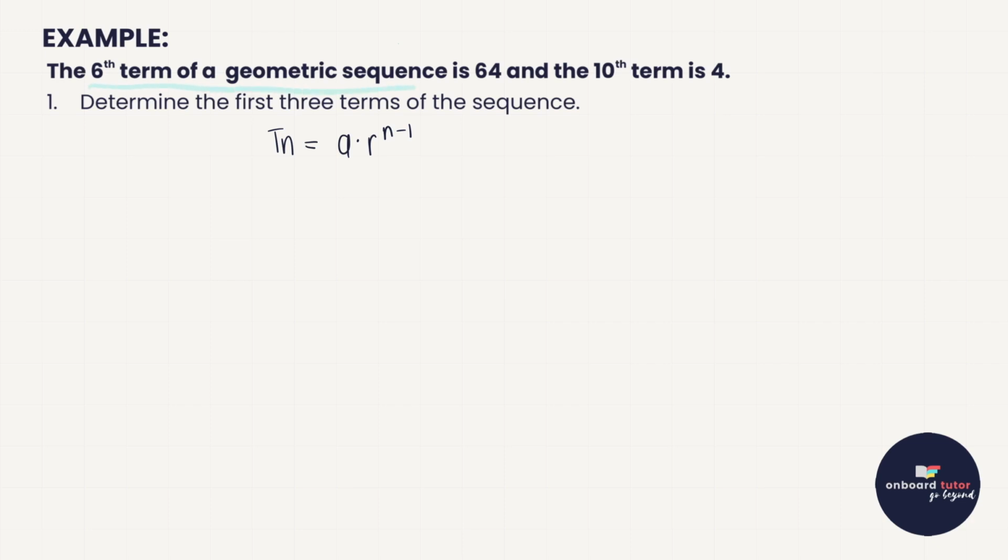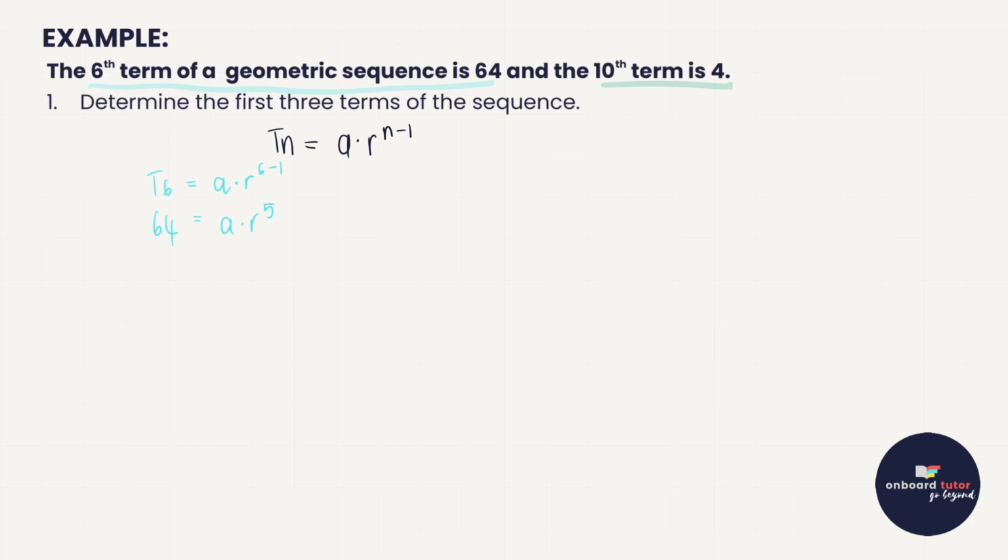The 6th term is 64. The 10th term is 4. So let's rewrite those terms as equations. So term 6 is equal to a, we don't know what that is, we don't have the first term yet, multiplied by r to the n, 6 minus 1. So that can be rewritten as a times r to the 5. And we were told that that is equal to 64. So that's going to be our first equation that we deal with.